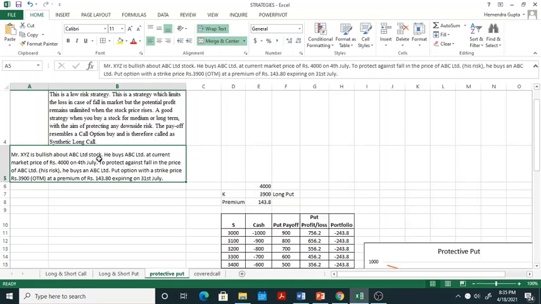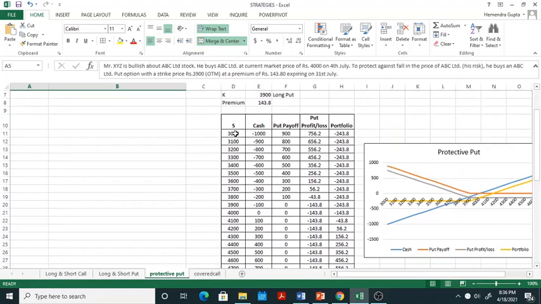For simplicity, the portfolio initially comprises one stock which he has purchased at rupees 4,000, and to hedge, to protect against the downside risk, Mr. XYZ has also purchased a put. As we have discussed before, a put option means he has an option to sell a stock at rupees 3,900. At present, this is out of the money because the price is 4,000 rupees. Now we'll see at different prices how things will shape up.